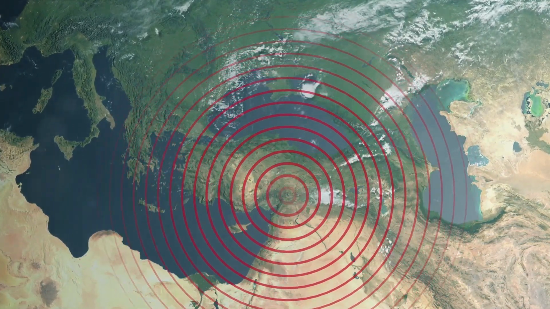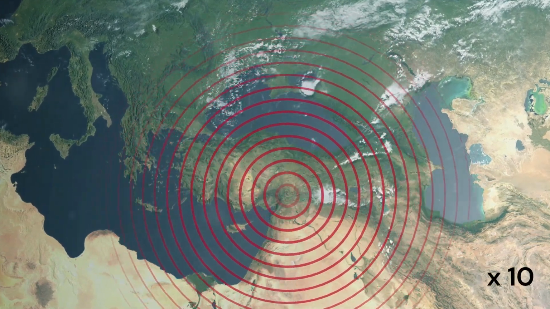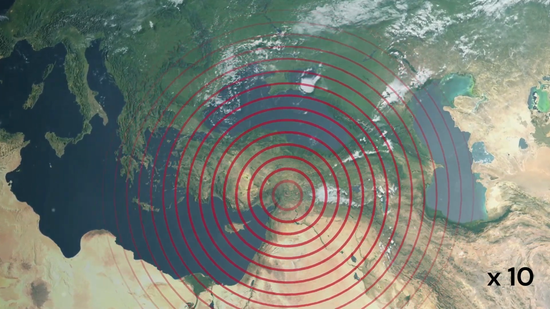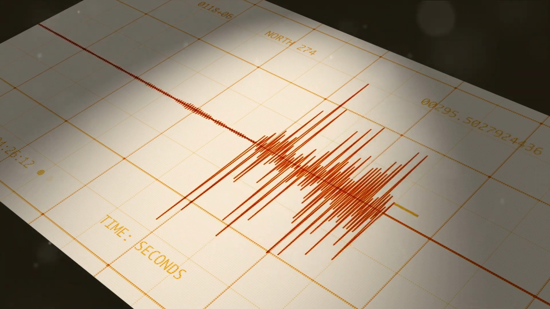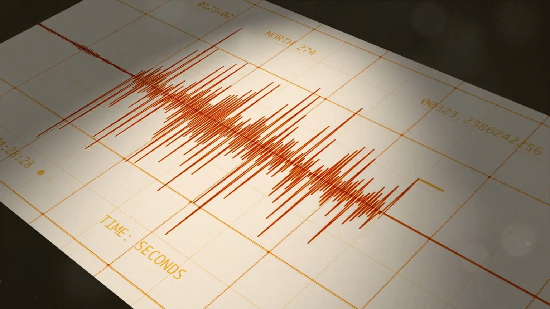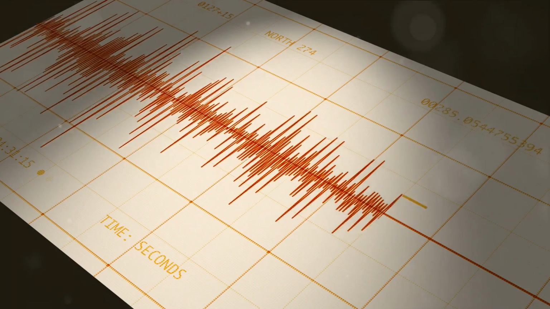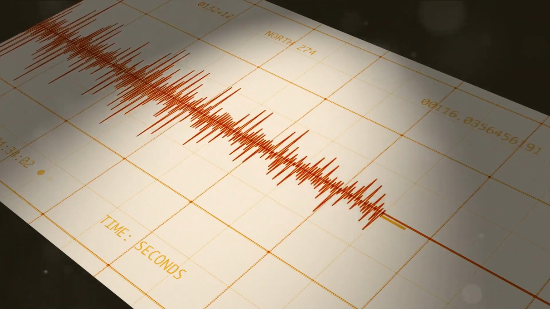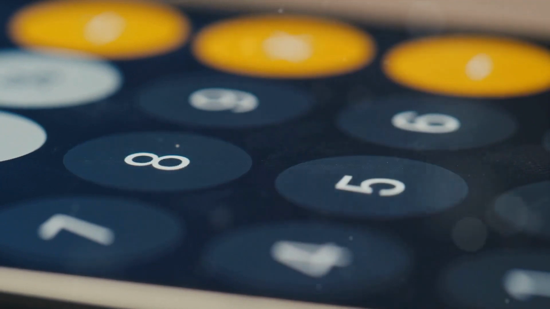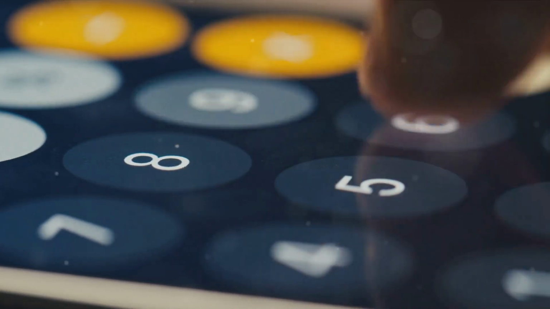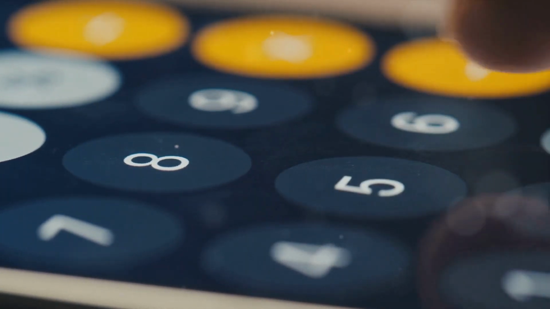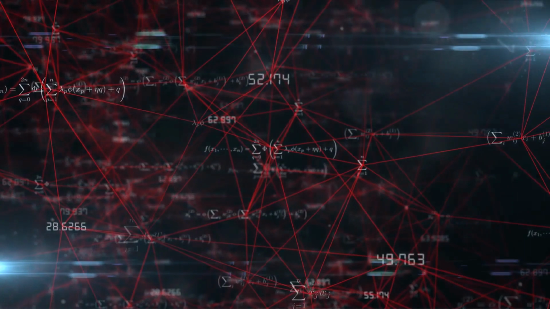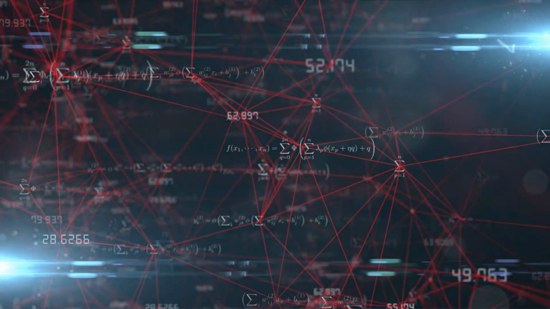This means that each whole number increase on the scale represents a tenfold increase in measured amplitude and roughly 31.6 times the energy release. So, an earthquake of magnitude 5 releases 10 times the amplitude and about 31.6 times the energy of a magnitude 4 earthquake. It's a smart way to make sense of something as wildly variable as earthquakes. And that's the beauty of the logarithmic base 10 scale. It transforms complex, sprawling data into a format that's much easier to understand and interpret. It's like a pair of mathematical spectacles, bringing the blur of big numbers into sharp focus.